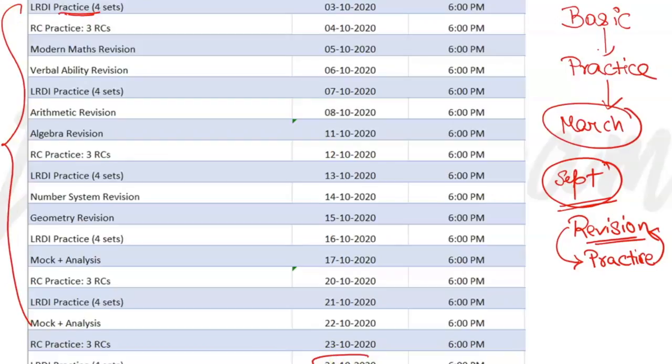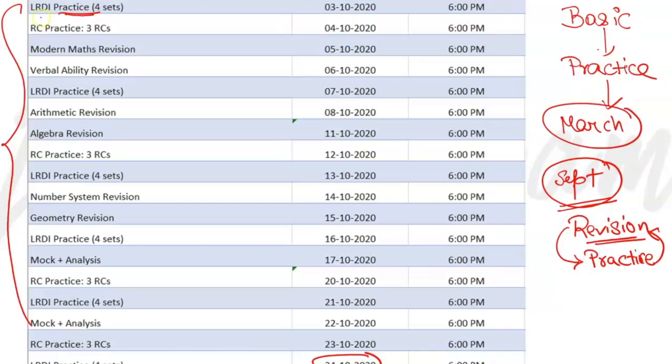So our schedule is ending on the 24th of October. So after that, you basically need to prepare on your own, or work on whatever weaknesses you have. If you want to take more mocks, that would be totally up to you. If you want to give some important time to some important chapters, you can decide on that.